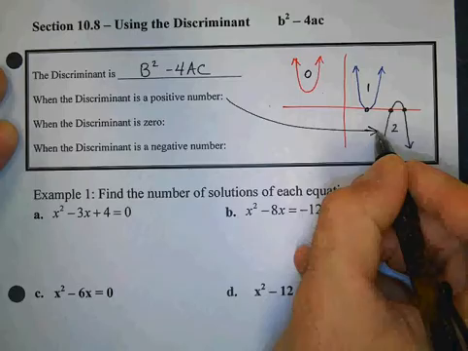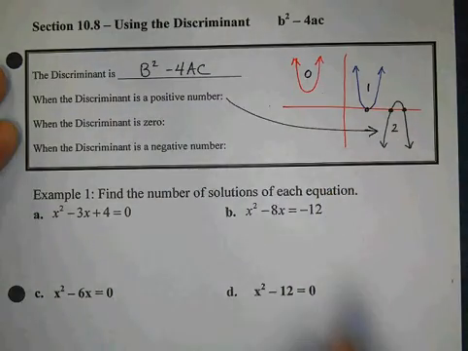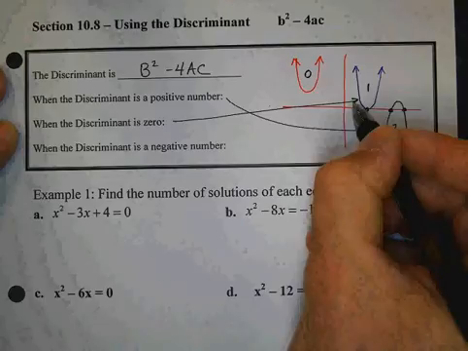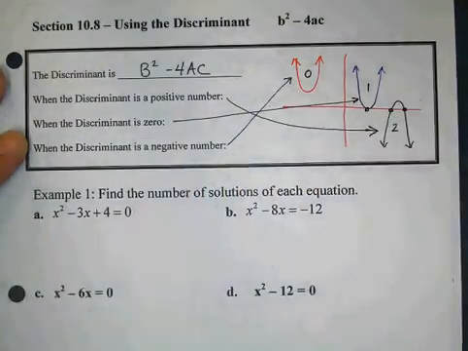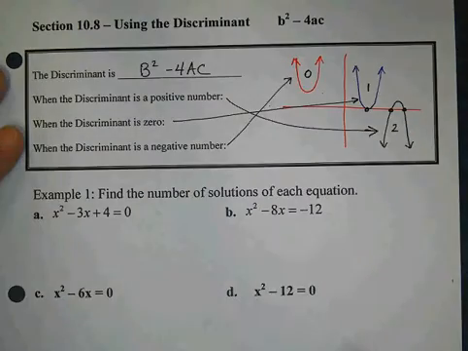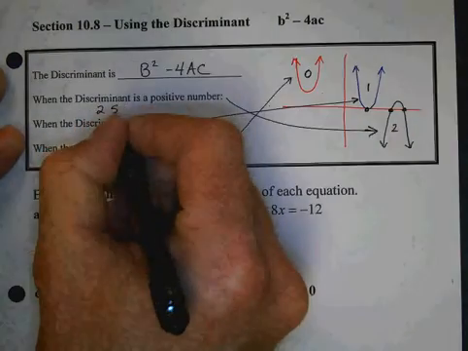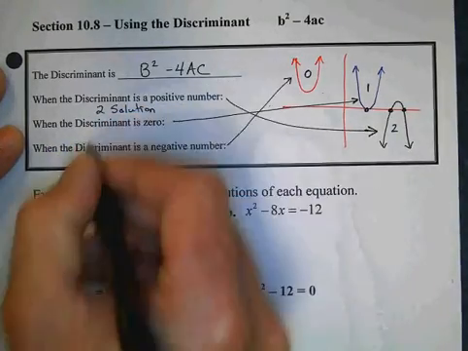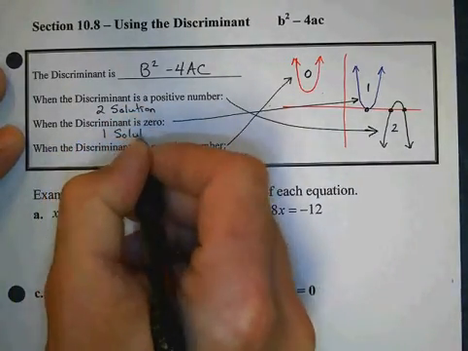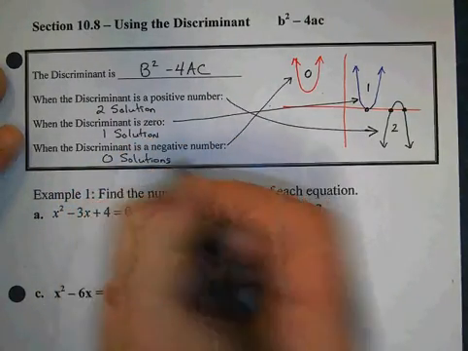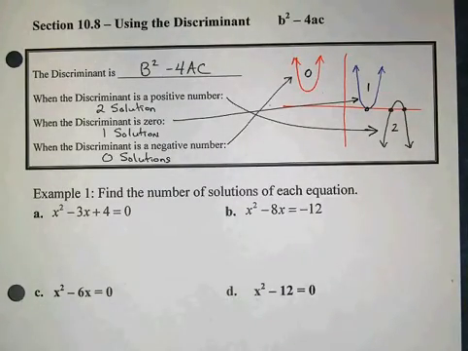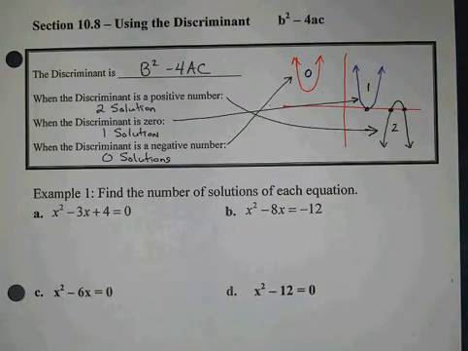Now, if the discriminant is positive, how many answers do you have? 2. If the discriminant is 0, how many answers do you have? 1. If the discriminant is negative, how many answers do you have? Okay? So this has 2 solutions. I'll write these down. This has 1 solution, and this has 0 solutions. In order to evaluate the discriminant, you've got to have ax squared plus bx plus c equals 0. So it's got to be equal to 0.